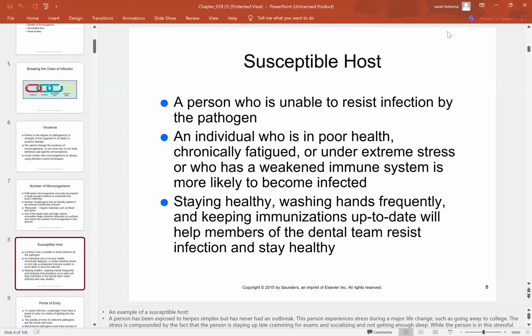We also must have a susceptible host. This is a person who's unable to resist infection by the pathogen. An individual who is in poor health, chronically fatigued, or under extreme stress, or who has a weakened immune system is more likely to become infected. By staying healthy, washing hands frequently, and keeping immunizations up to date, we can resist infection.